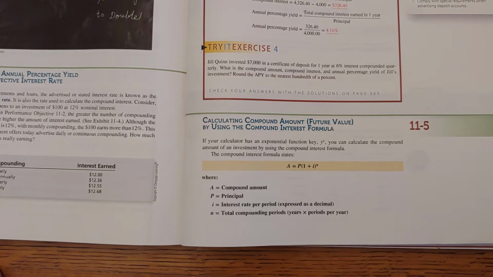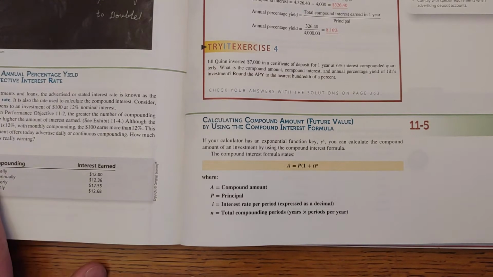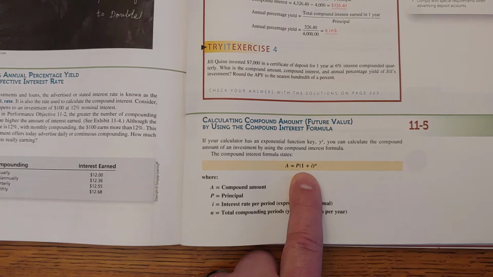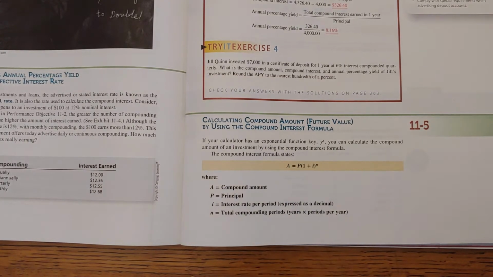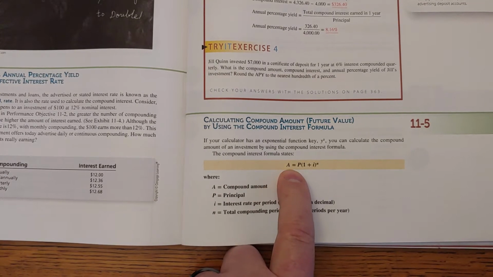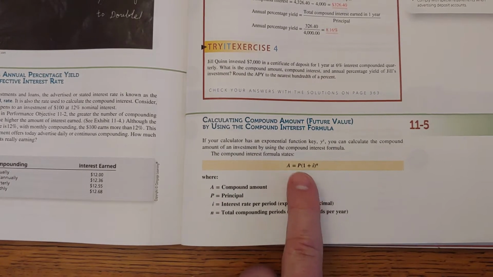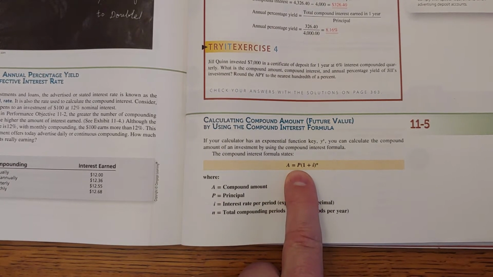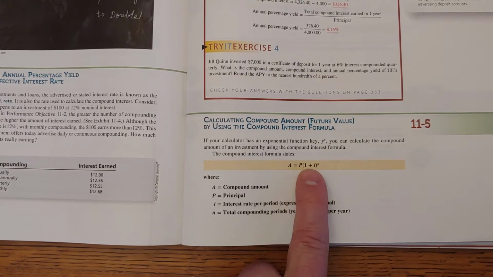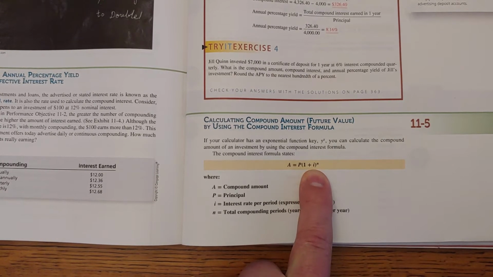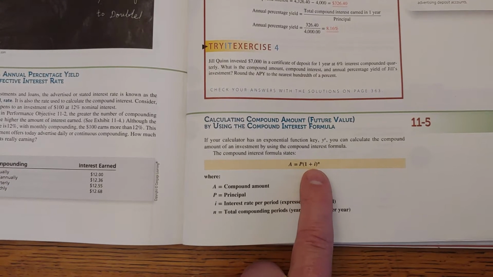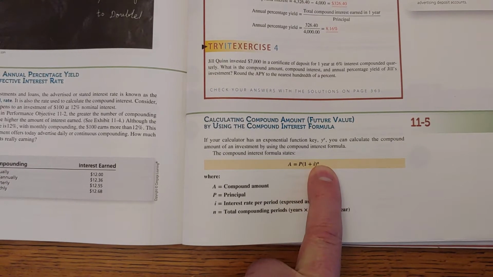What we're going to do now is use the formula. So you don't even need a table. You can just use the formula. And this is the compounding interest formula. All right. So we're going to find the compounding amount. The formula is written here. So it is A equals P times the quantity 1 plus i. And then that quantity alone is raised to the nth power.